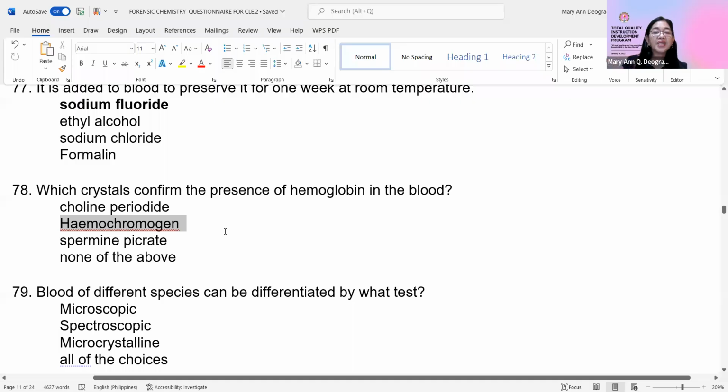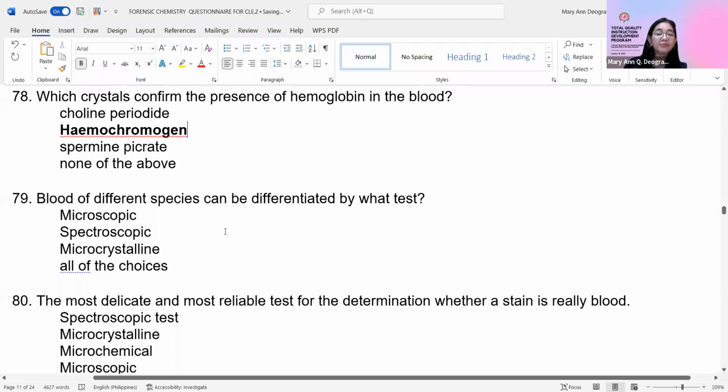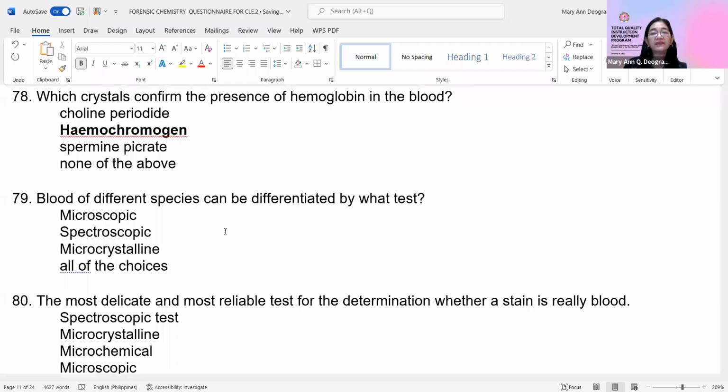Blood of different species can be differentiated by what test? Is it microscopic, spectroscopic, microcrystalline, or all of the choices? Okay, so specifically, ang sagot class is the microscopic test. Ang sagot dito.